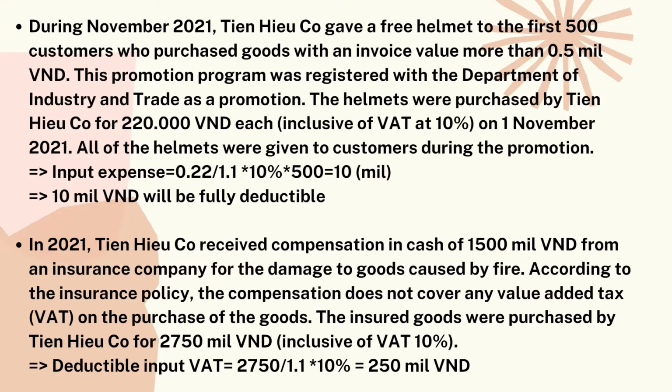According to the insurance policy, the compensation does not cover any value-added tax on the purchase of the goods. The insured goods were purchased by Tiền Hiếu Co for 2,750 million VND, inclusive of VAT 10%. So deductible input VAT in here will be equal to 250 million VND.